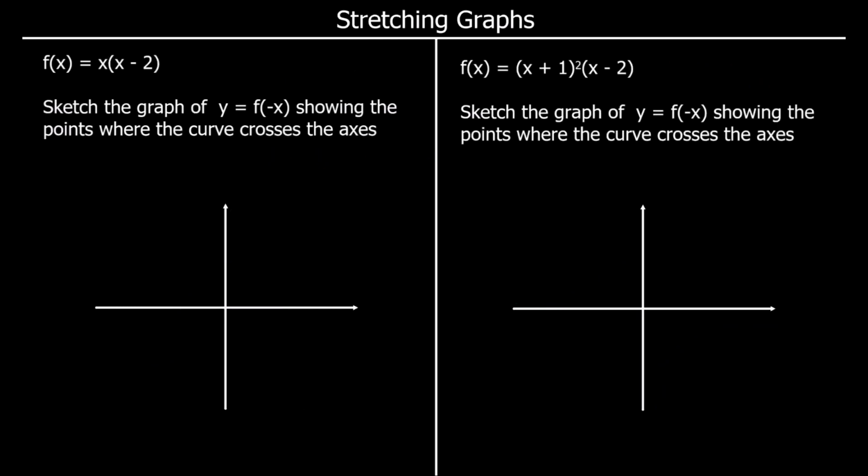Here's another one. f of x is x times x minus 2 now. Sketch the graph of y equals f of minus x. So the negative is inside the bracket this time, so it's going to change the x's. Let's sketch the original. So y equals x times x minus 2. When y equals 0, x can be 0 and 2. And when x equals 0, y is 0 as well. It's going through the origin. So our original graph looks like this.